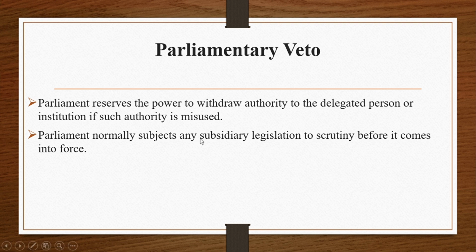Then secondly, Parliament normally subjects any subsidiary legislation to scrutiny before it comes into force. Scrutiny refers to careful and detailed examination or review of something. So Parliament normally subjects any subsidiary legislation or any delegated legislation to careful examination and review before it comes into force. So that is what we call parliamentary veto.